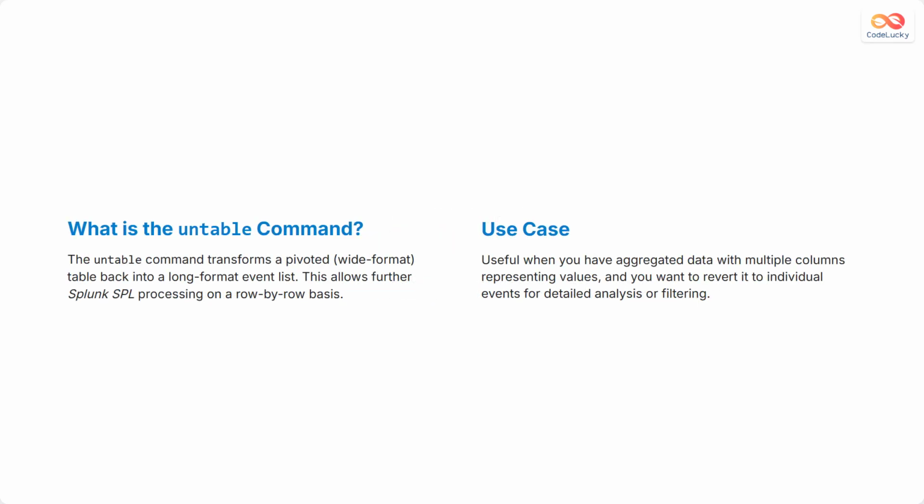The untable command pivots a wide format table into a long format list of events. It is helpful when working with aggregated data where multiple columns represent values, and you want to return to individual rows for detailed processing and analysis.